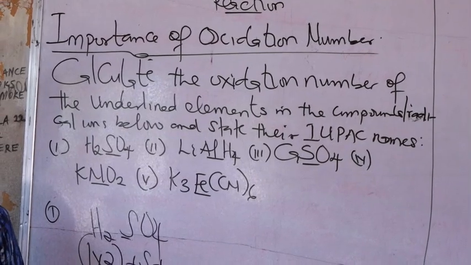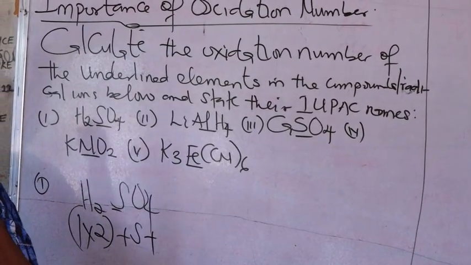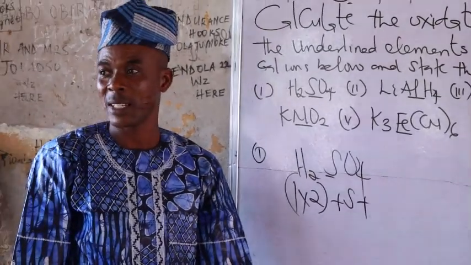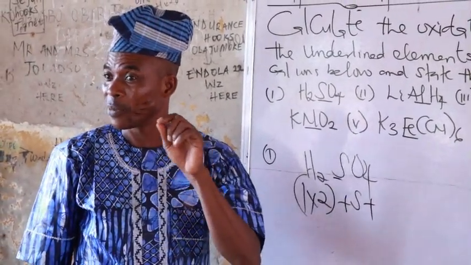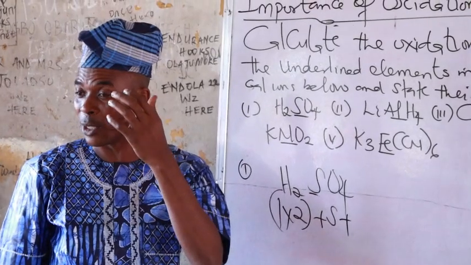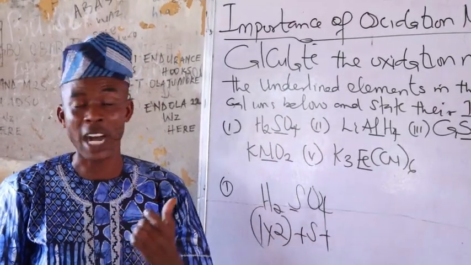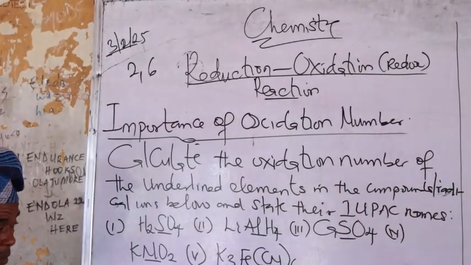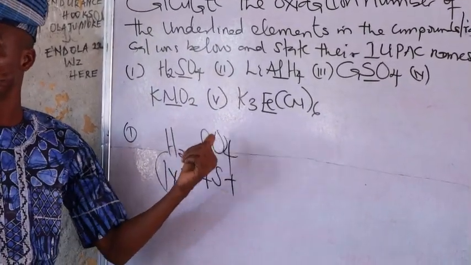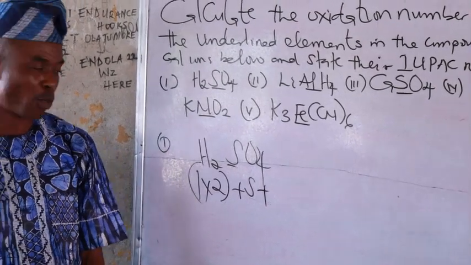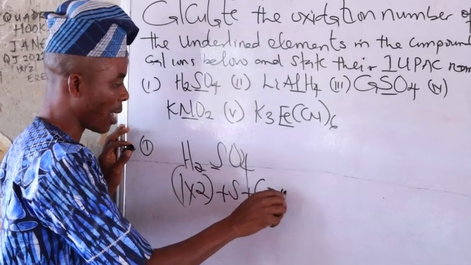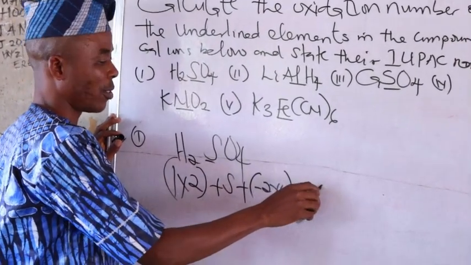When an element loses electrons, it carries a positive charge. But when it gains electrons, it carries a negative charge. And that charge depends on the number of electrons gained or lost. How many electrons will oxygen gain? So that is why the oxidation number of oxygen is -2. How many atoms of oxygen do we have? That is -2 and 4. Everything will give us what?